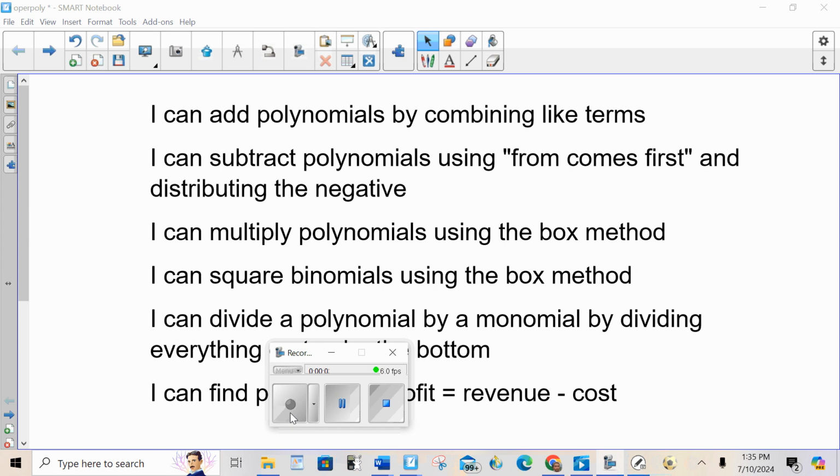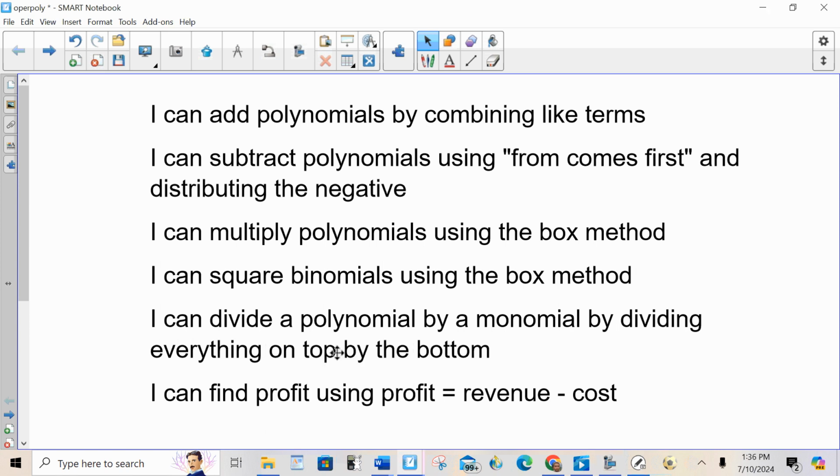Hello everybody, this is operations with polynomials, but there's a lot of little pieces to that, and if you're wondering, well, why are we doing 6 lessons in one? I mean, this is all middle school stuff. It's just kind of review of it.